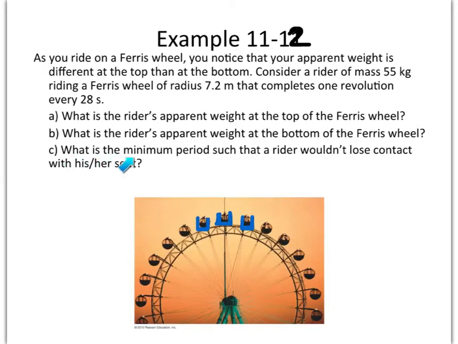And you can see right here, what's the minimum period such that the rider would not lose contact with their seat? So we're going to solve for that. But the point here is, what is keeping the people at the top of the Ferris wheel in that circular path? Because there's no wall from the outside holding them in, right? They're actually on top of a wall right here, and they could easily fly out.